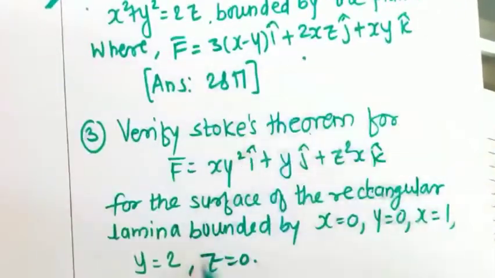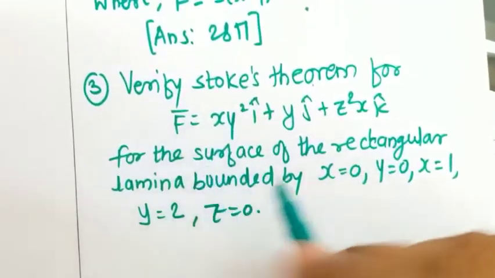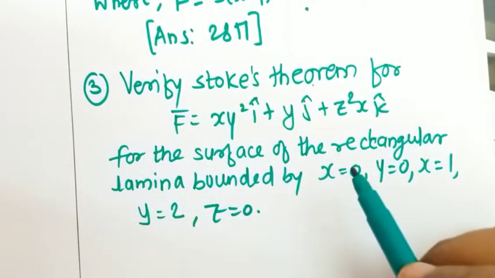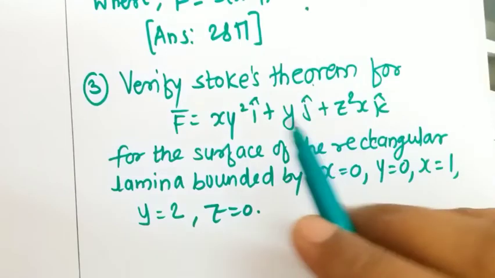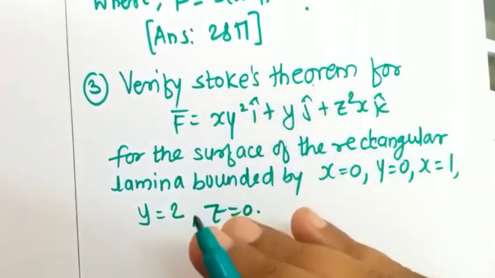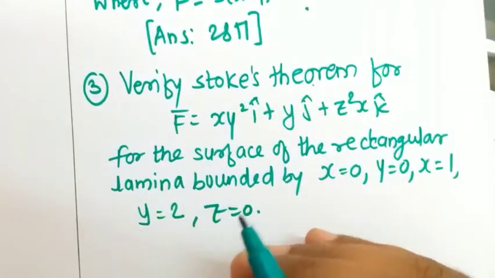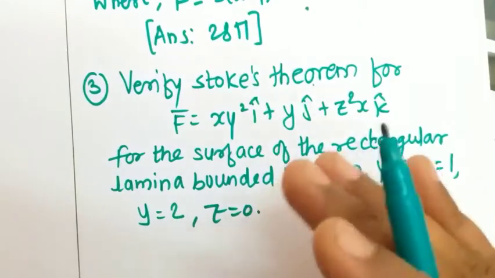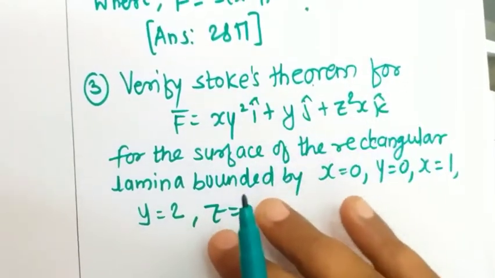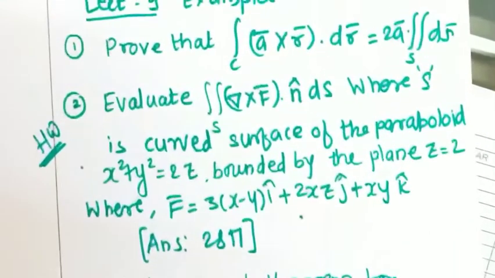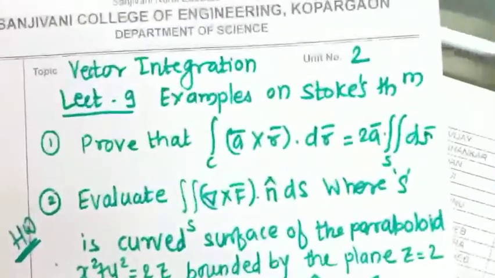And finally we are going to talk about the last type of problem, verification of Stokes theorem. In a verification problem we need to calculate both the left hand side and the right hand side of the theorem. That is a quite lengthy example; both calculations we are going to do. Now let us prove the first example. First example is prove that this.